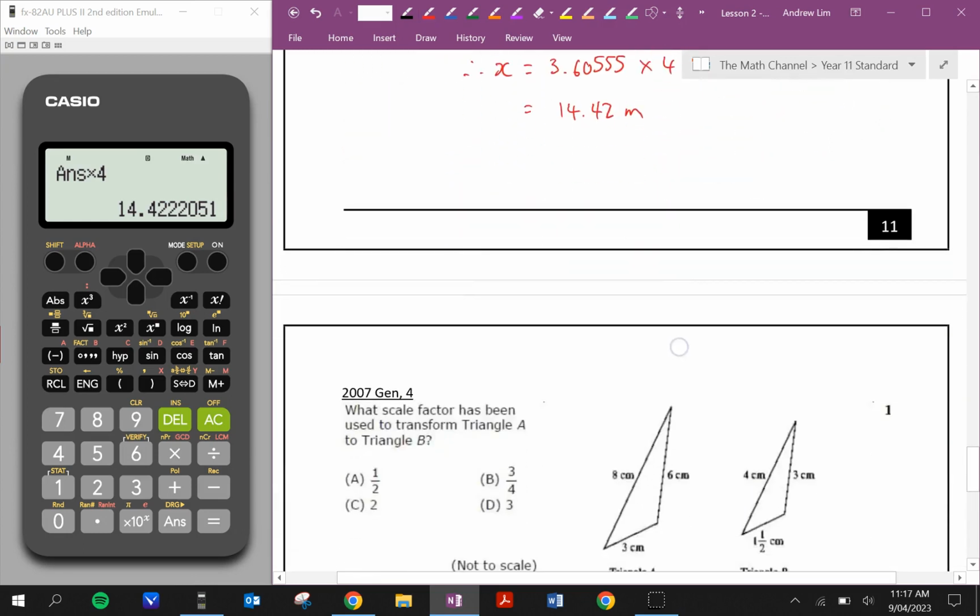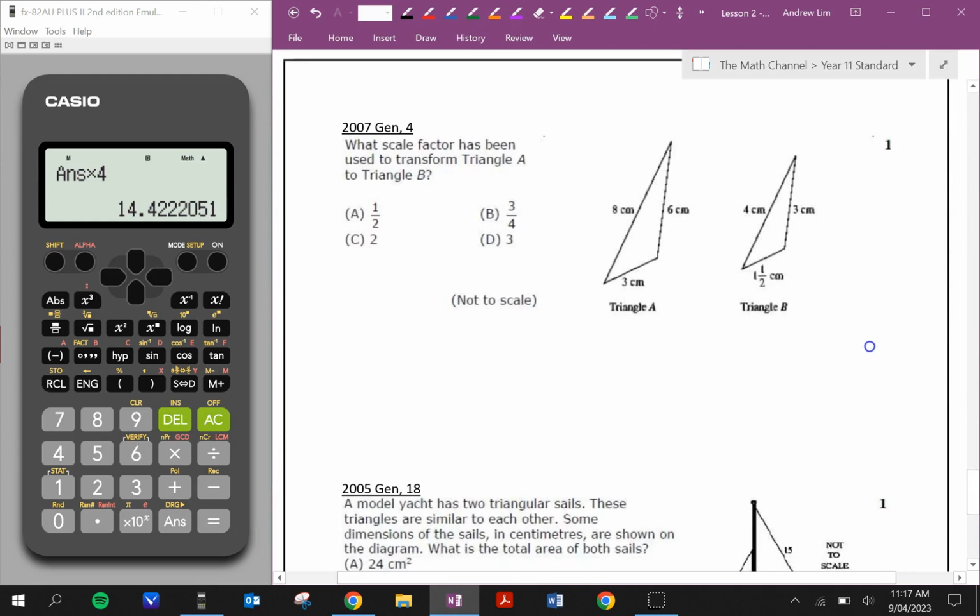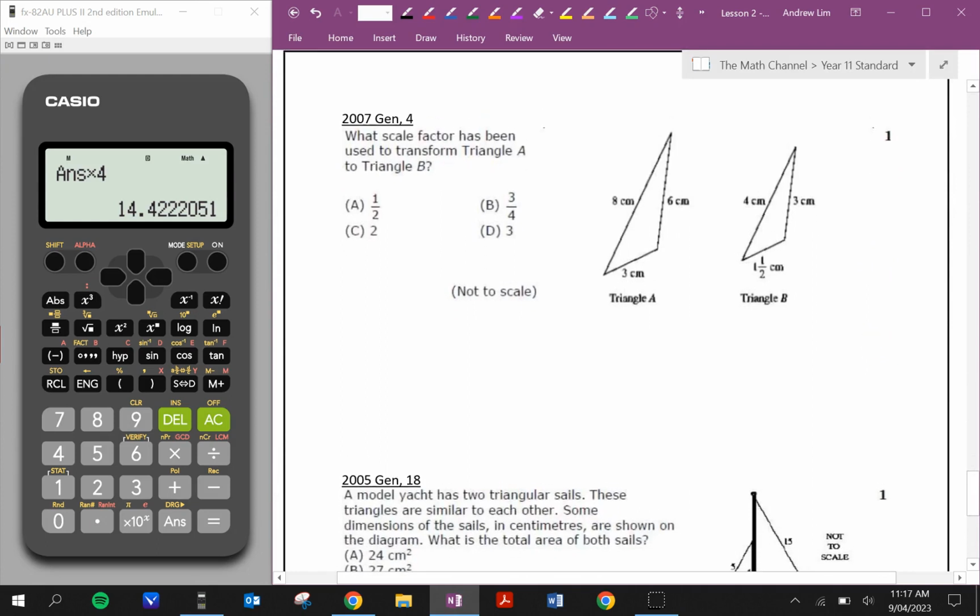Alright, and let's have a look at, I think, two more. Okay, so pause the video, have a go with this one. Alright, what scale factor has been used to transform triangle A to triangle B? So we can see here that this is the original, okay, from A to B. So what is the scale factor?